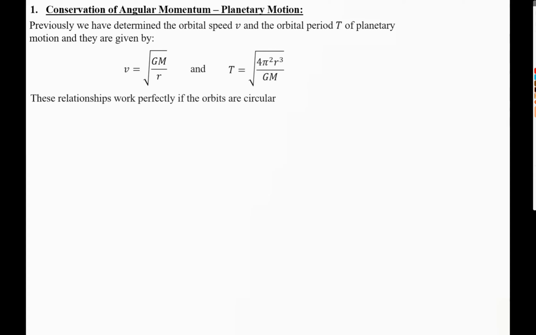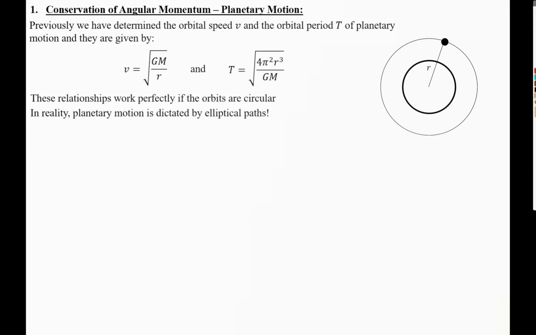Previously we have determined the orbital speed v and the orbital period T of planetary motion, and they are given by the following. These relationships work perfectly if the orbits are circular, as we have mentioned. In reality, planetary motion is dictated by elliptical paths.